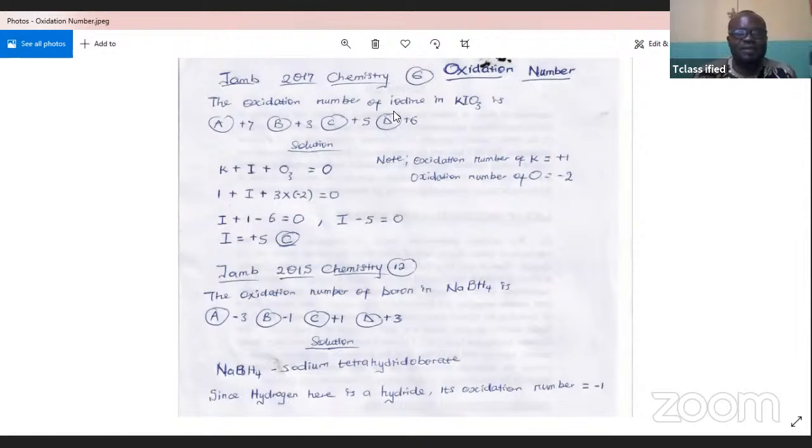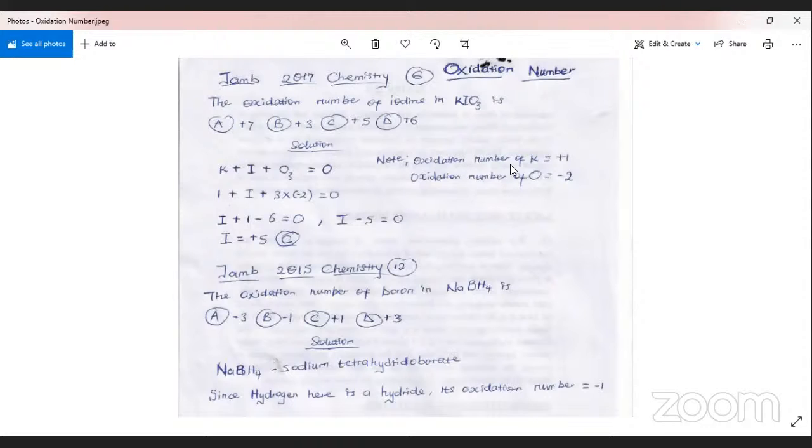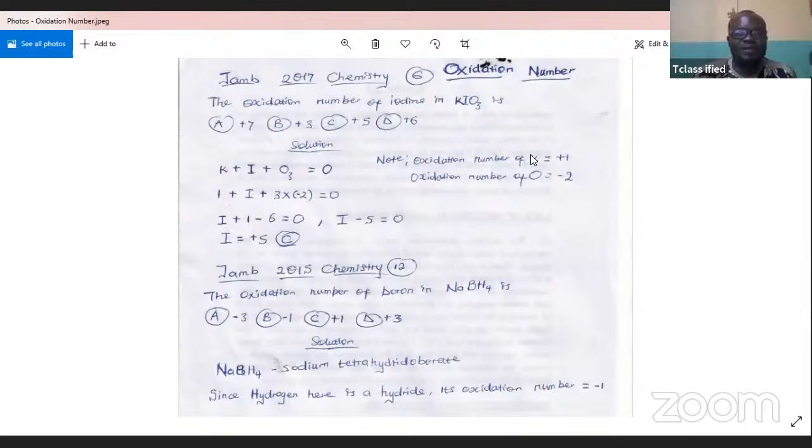So whenever you're given an oxidation number calculation to do, always equate the summation of the various oxidation numbers of the component elements of the compound to 0. In most of the calculations that you're given, you're going to be given elements like potassium, whose valency you know is 1, and oxygen, which you know is -2. So you just substitute those values.